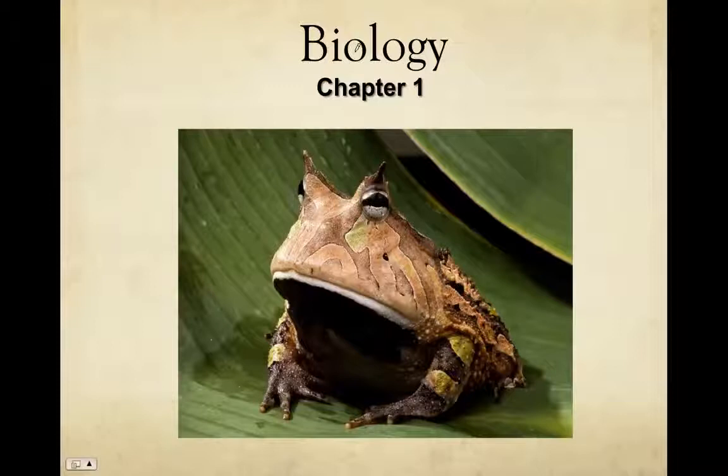Chapter 1, section 1. In this section, we're going to be talking about what is science. This is going to lay the foundation for this course as we study the nature of life on Earth. If we take a look at this organism that we have here, this is the Amazon horned frog. And we can ask many different questions about this particular frog.